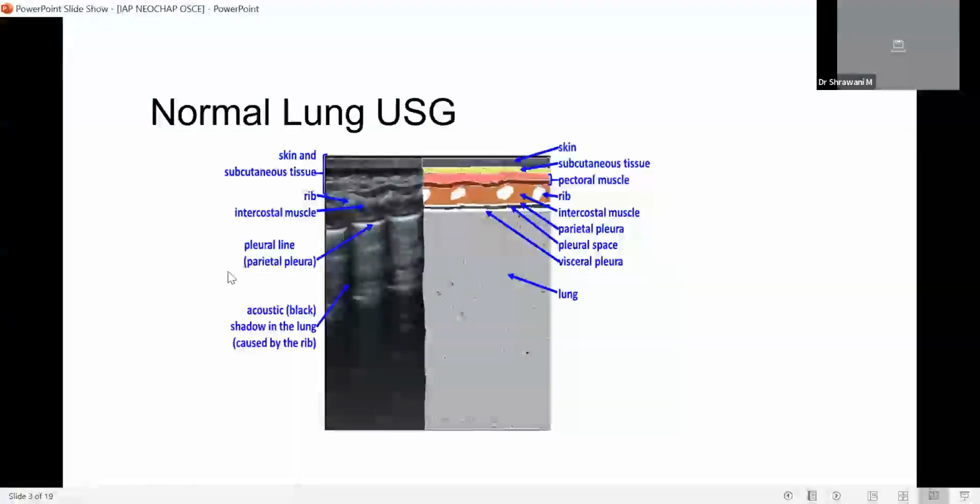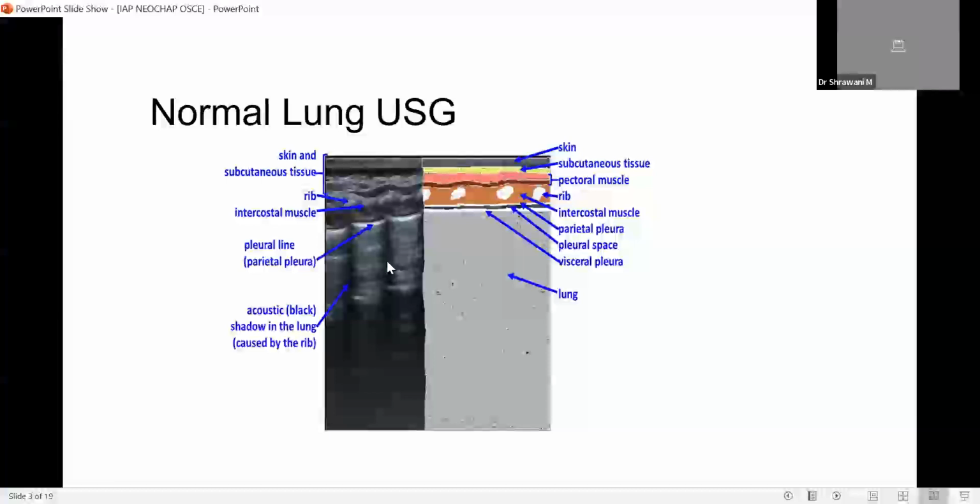So this is how we see the normal lung USG. First it is the skin, subcutaneous tissue, and the ribs, the hyperechogenic regions of the ribs, in between intercostal muscles, and these are pleural line. And this is acoustic shadow in the lung that is caused by the ribs.